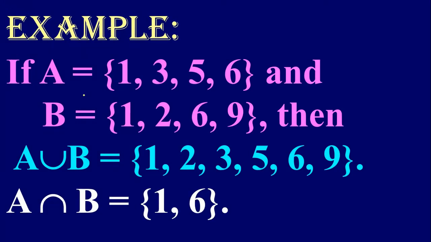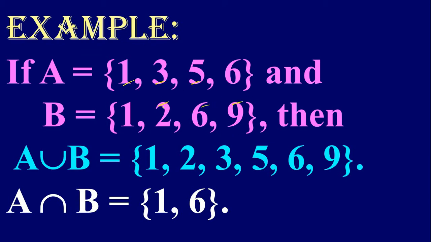So we consider one example. Let A equal to 1, 3, 5, 6 and B equal to 1, 2, 6, 9. So then what is A union B? Here we have to write all the elements. That is, we have to write 1, 2, 3, 5, 6 and 9.